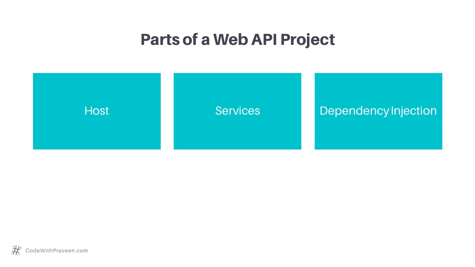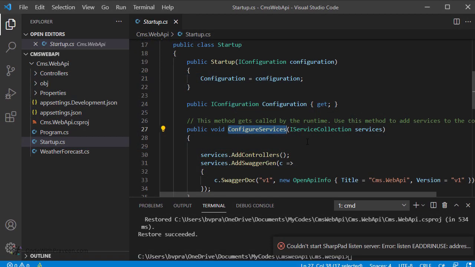Dependency injection is a third core concept of the Web API project. ASP.NET Core supports a built-in dependency injection framework. The required services are configured in the configure services method. Once added, they can be resolved in classes using constructor injection. In the current project, we do not have any custom services added yet. We will be adding the database repository service to this collection in the next section.